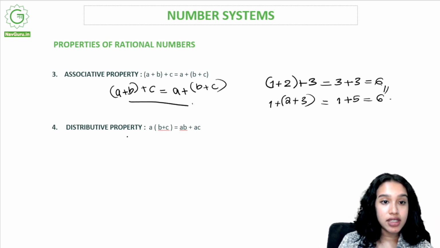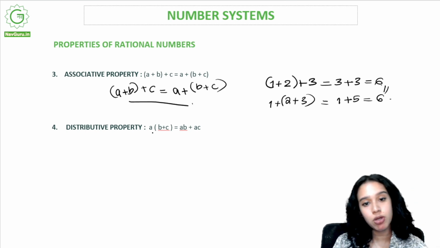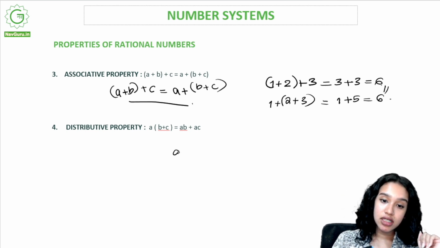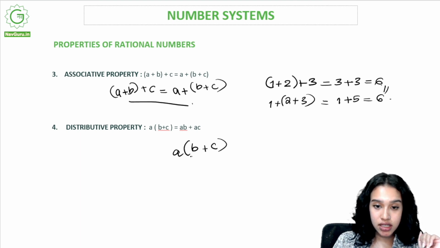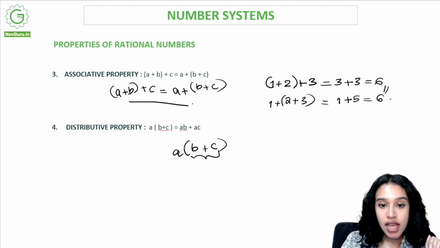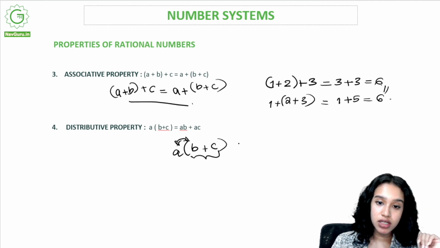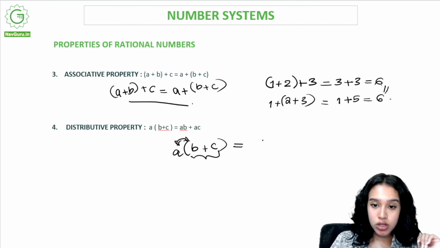Now we have the distributive property, which is the last property we are talking about here. The distributive property is A into B plus C. That is, here we have a sum of two numbers and we are multiplying this A to the sum of these numbers. This would be equal to multiplying A with B and multiplying A with C.